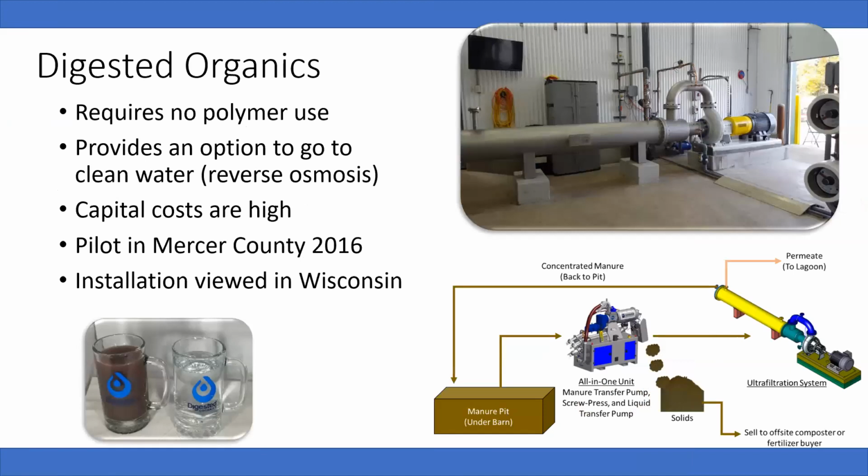Digested organics is a really cool process that uses anaerobic digestion followed by ultrafiltration. And then they have an option of even going all the way to clean water using reverse osmosis and disinfection. They do have an installation in Sheboygan Falls, Wisconsin. I actually visited the farm a few years ago. It's, like I said, a very cool process because it requires no chemical addition to the manure. But it takes a lot of space, and it's expensive.